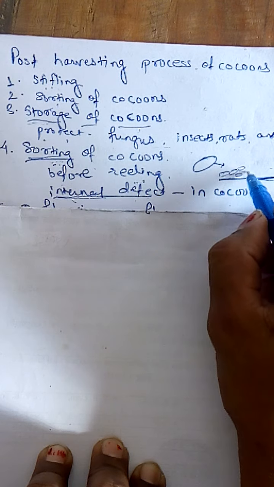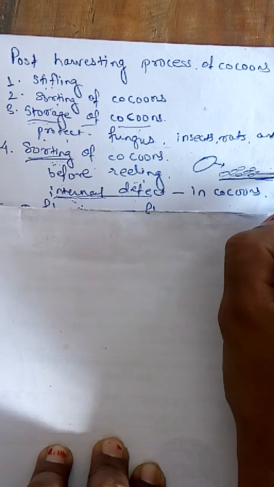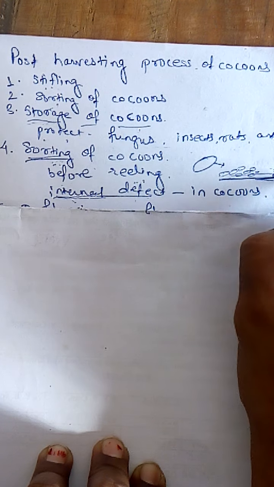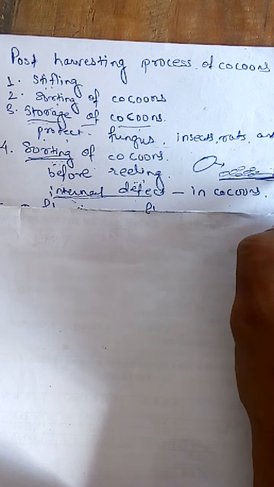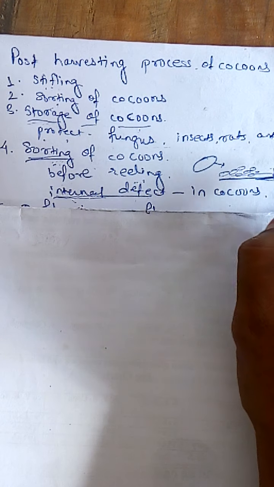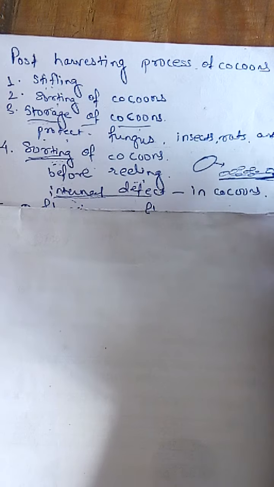Okay, many cocoons are there. They just slowly move on this particular platform. If the cocoon is defected internally, it is easily sorted.